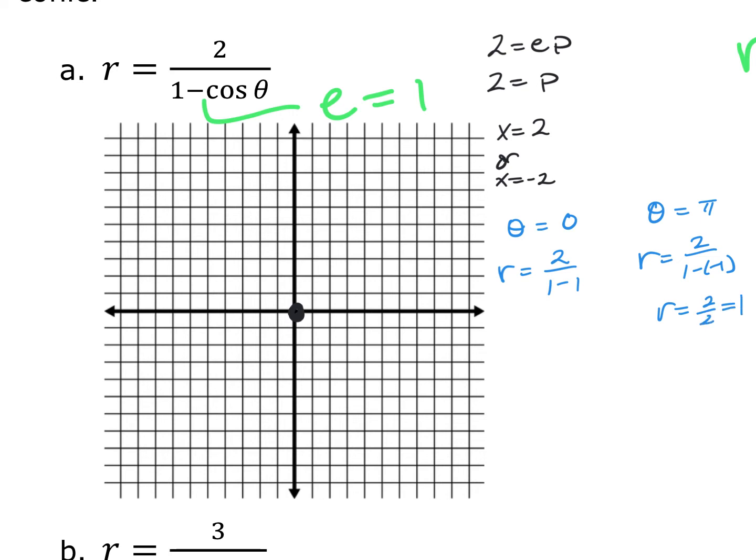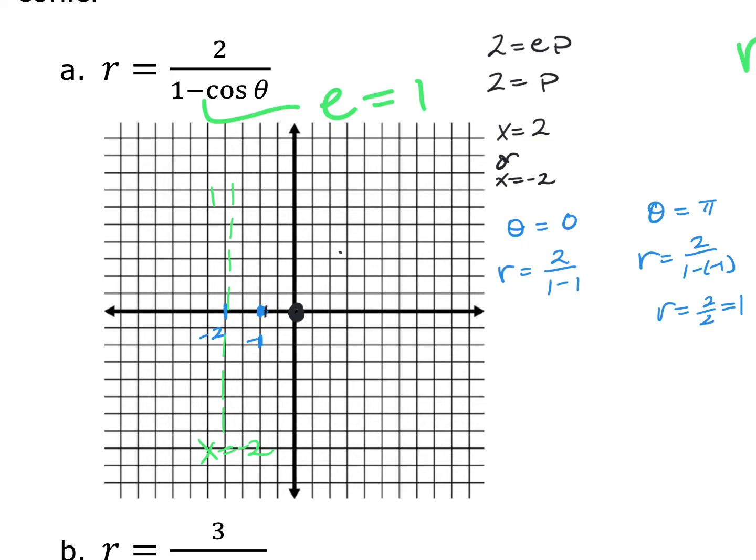So I go out, I'm going to call this 1 to make it easier. I'm going to go out 1 on the angle of rotation of pi. So right here is my vertex. So this is negative 1. I'm going to go over here. This will be negative 2. So I know my directrix is going to be right here: x is equal to negative 2. Now I know I'm going to be opening in this direction, right? But I don't know exactly how wide this is.